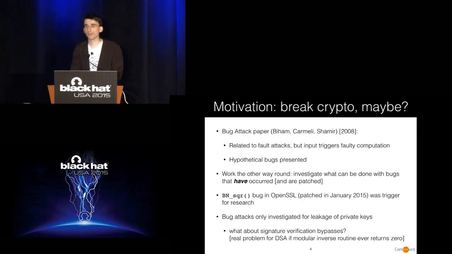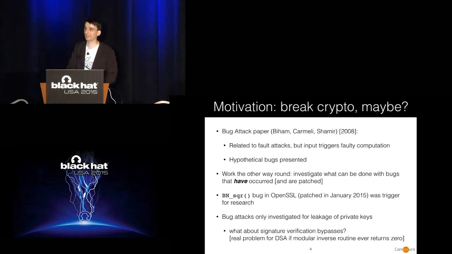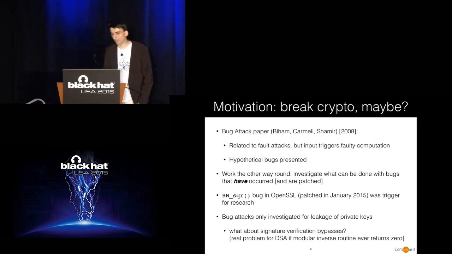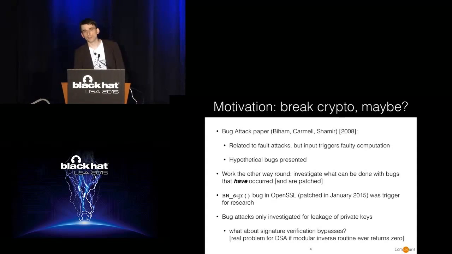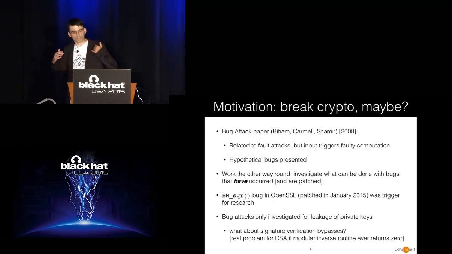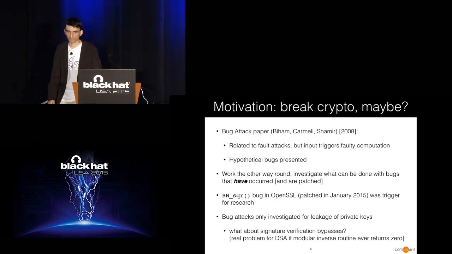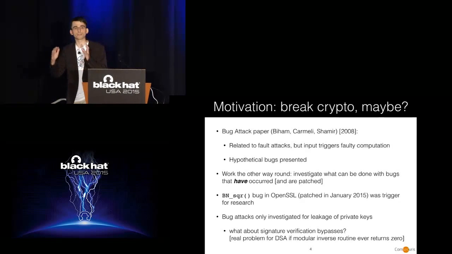But the problem with this paper was that all the examples that are given in the paper are hypothetical. So the only bug that is mentioned that is not hypothetical is Intel's fdiv bug, but that doesn't apply to the examples that they give. So bug attacks are related to fault attacks, which are basically, if you have a hardware implementation of cryptography, you can try to induce faults in the computation by various outside sources, for instance, using heat or using spikes in the voltage. But bug attacks basically use input triggers to trigger faulty computations. So what that means is there are certain inputs for which the hardware implementation is incorrect and gives incorrect output.